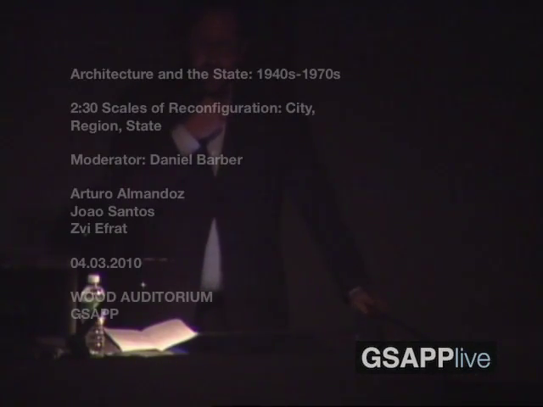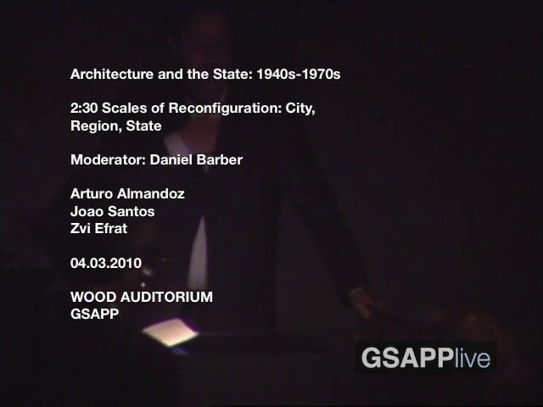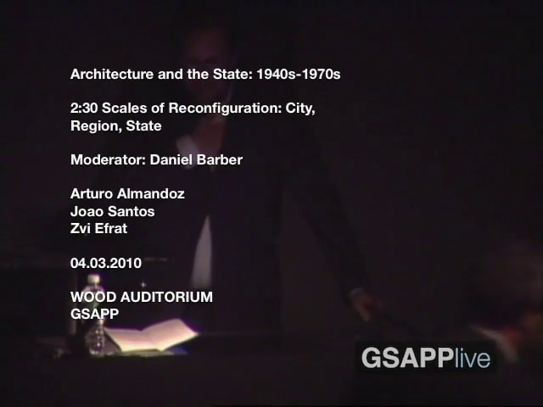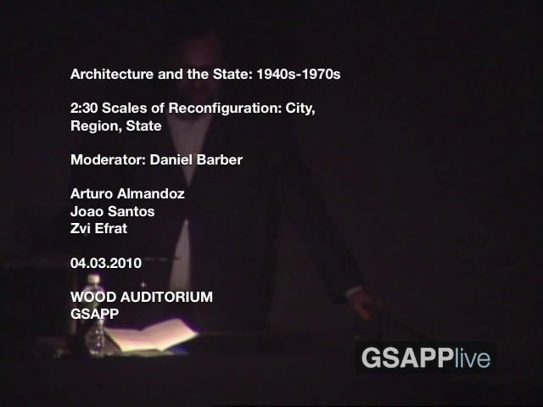So my name is Daniel Barber. I'm a PhD candidate here at Columbia in architecture. And I'll be introducing our third panel of the day and second to last panel of this fabulous two-day event under the title of Scales of Reconfiguration, City, Region, and State.